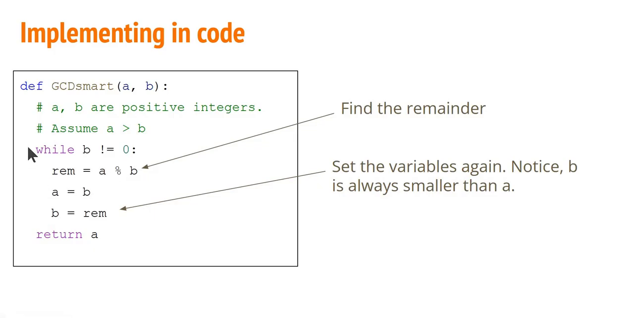And I run this in a while loop while B is not equal to 0. So basically my algorithm will push this B towards 0, and whatever remains in A is my GCD, because the GCD between A and 0 is indeed A. So that's the whole idea of this algorithm. Let's code this up first.